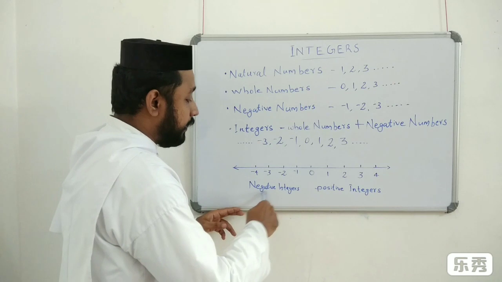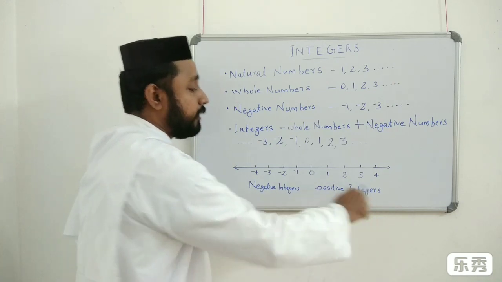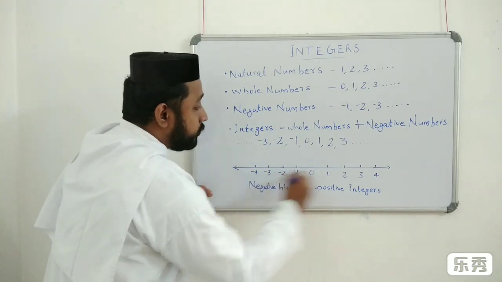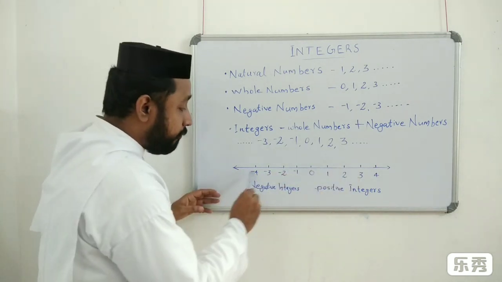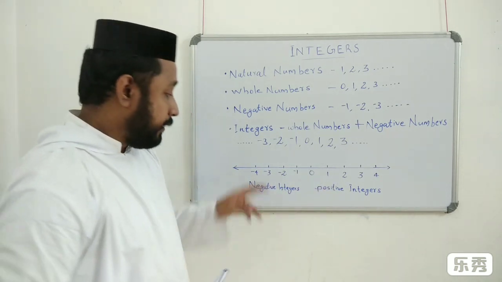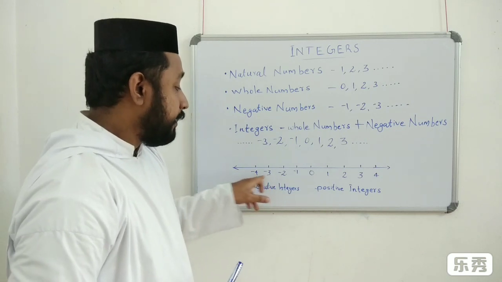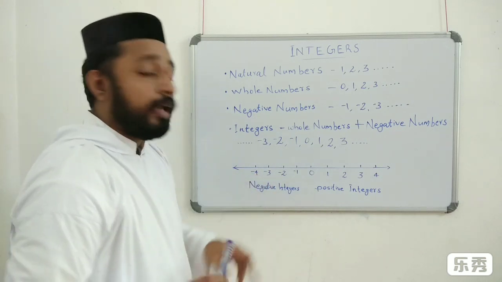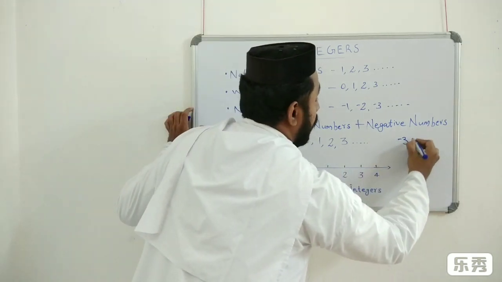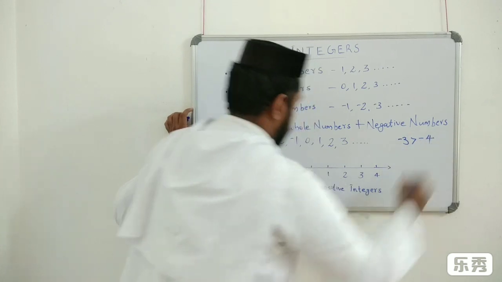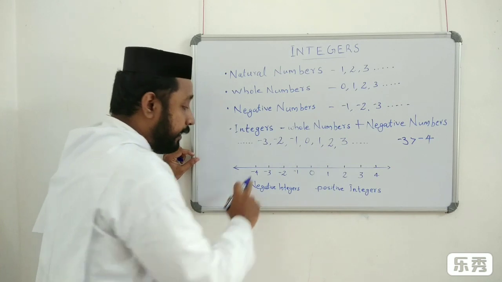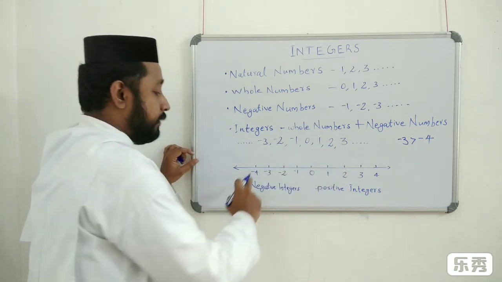So, we can represent negative integers as well as positive integers. Another thing is that when we move right on the number line, the value will be increased. Here minus 4, here minus 3. When we move to the right, the value will be increased, which means minus 3 is always greater than minus 4.